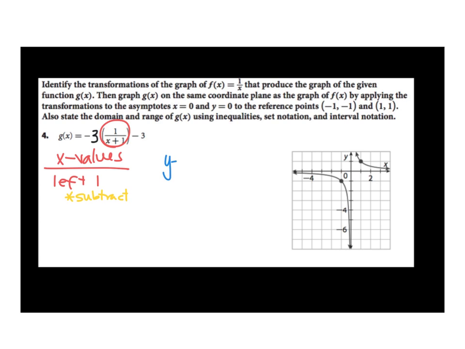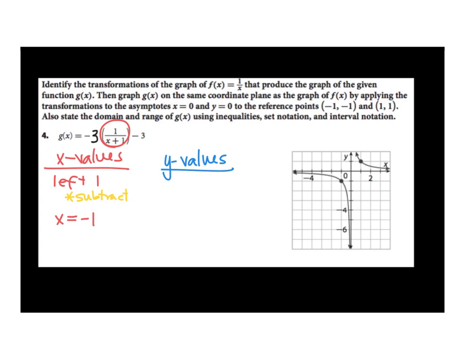Okay, that's everything that's happening to the x. So now we're going to look at our y values. Oh, and we do need to make this note also. This x value is also an asymptote. So that means my new asymptote is now at x equals -1.